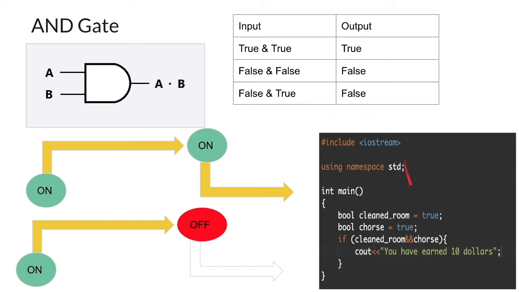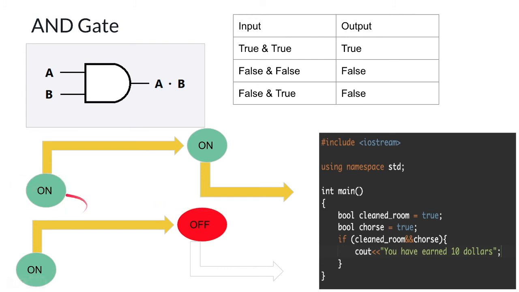An example of this could be that your parents will pay you $10 if you clean your room and do your house chores. So in C++, for example, an AND is used by using two of the ampersand symbols, also known as the AND symbols. So this is how the symbol itself looks in electrical circuits, but when exploring it a bit deeper, we can see this is how they look.